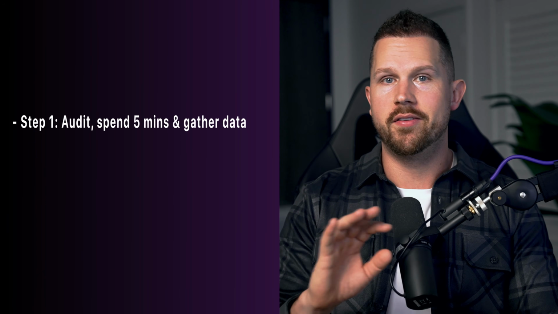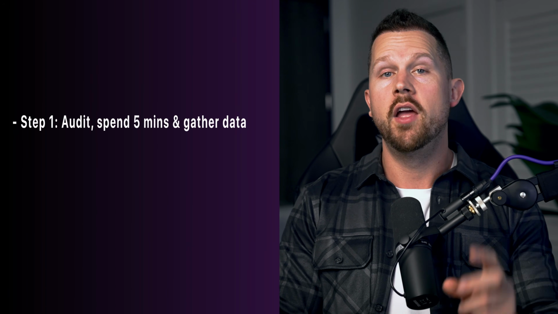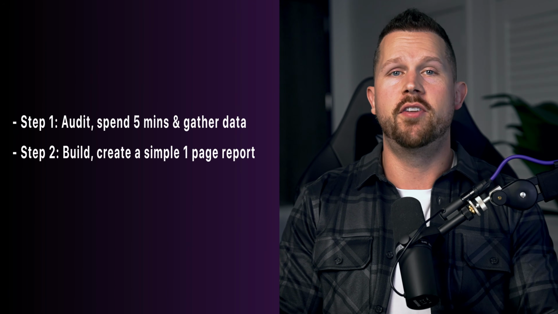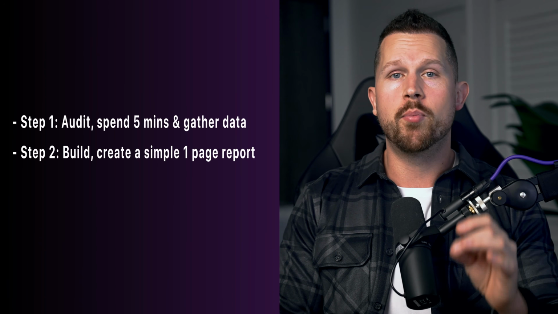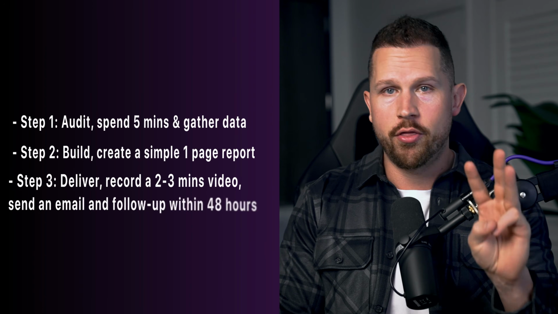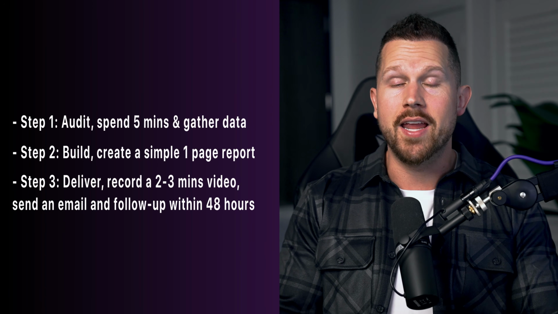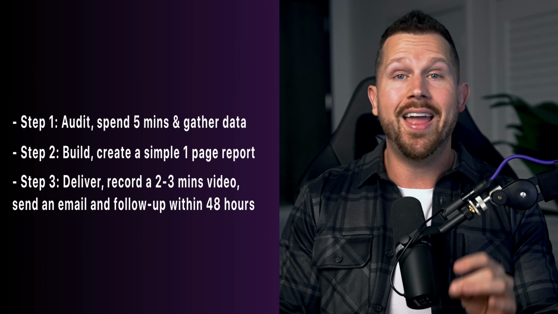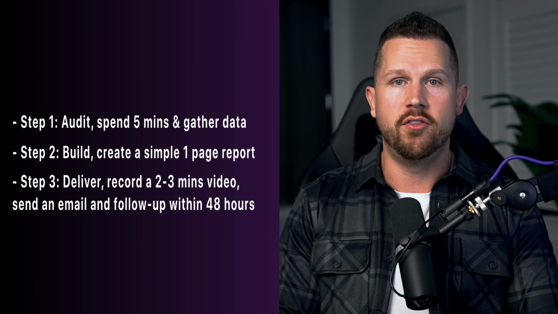So let's make this as simple as possible. Every year, here's what you do. Step 1, audit, spend 5 minutes, gather the data, purchase price, estimated mortgage balance, recent comps. Step 2, build, create a simple 1-page report with the value range, equity math, and 1 personal insight. Step 3, deliver, record a 2 to 3 minute video, send the email, and follow up with a personalized text no later than 48 hours after you've sent it.